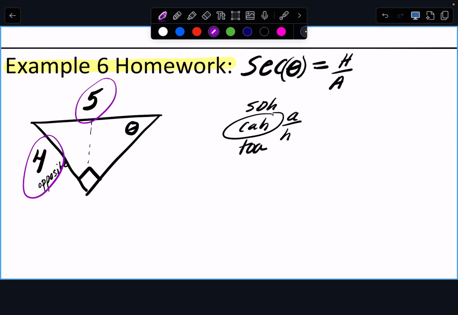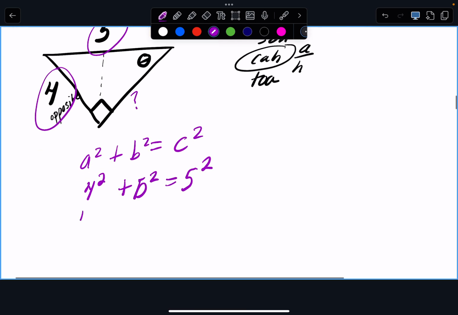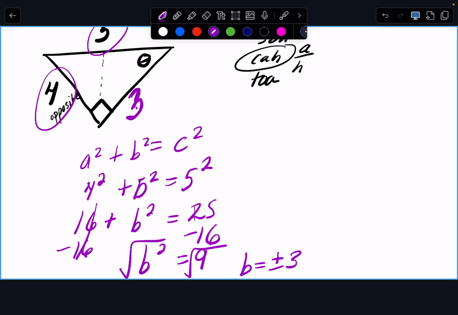Isn't there two side lengths of a right triangle? Then you can find the third by the Pythagorean theorem. A squared plus B squared equals hypotenuse squared. So you would do 4 squared plus B squared equals 5 squared. 16 plus B squared equals 25. Subtract 16. B squared equals 9. Square root. B is equal to plus and minus 3. In the context of this problem, we would throw out negative 3. We would just put positive 3.